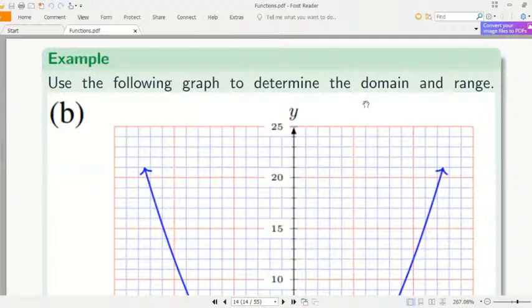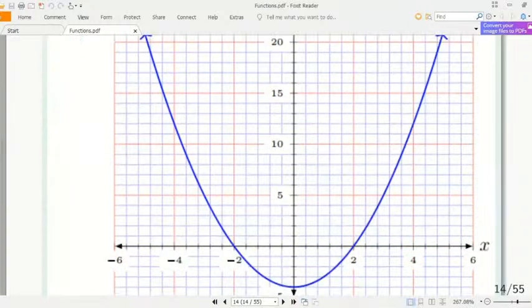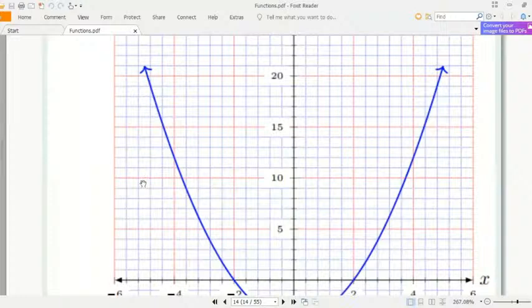Use this graph to determine the domain and the range. So I just want to see the domain. I want to see where the x values begin and where they end. I'm not seeing where the x values begin. What I'm seeing is that this is the left side. So the x values, you cannot say they are beginning at -2 because this graph is still continuing.